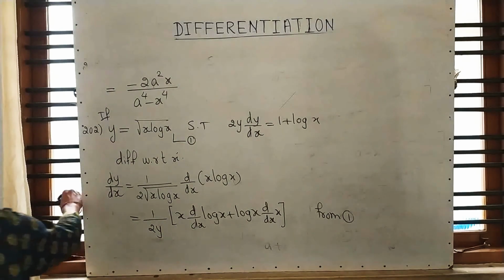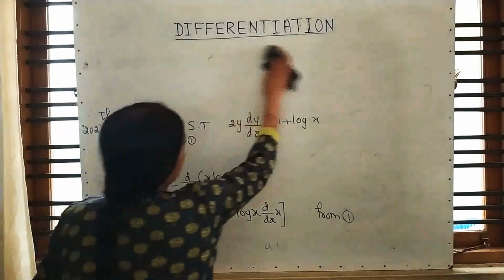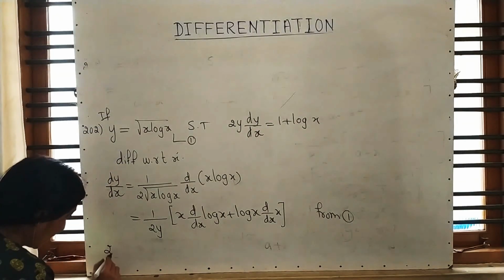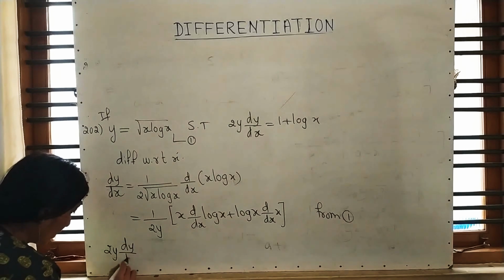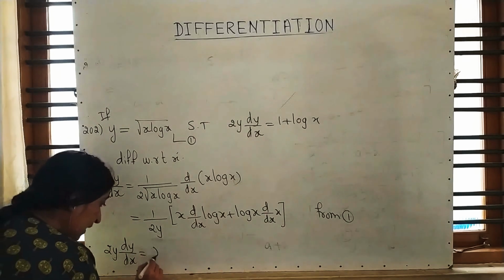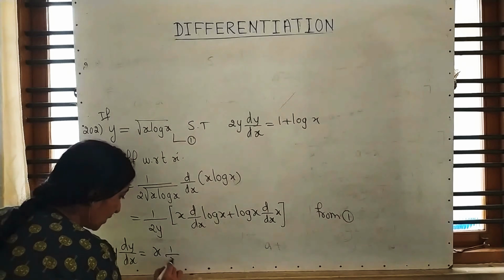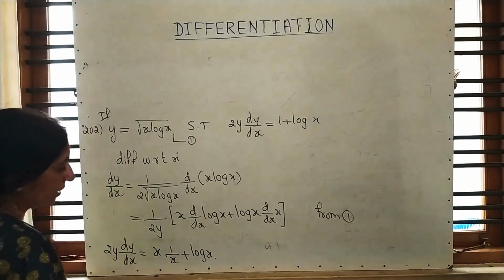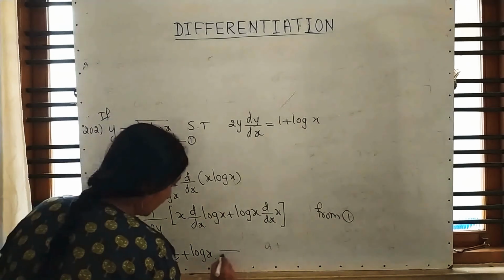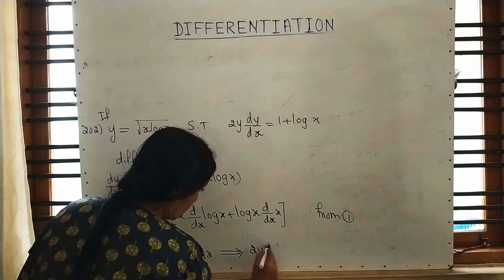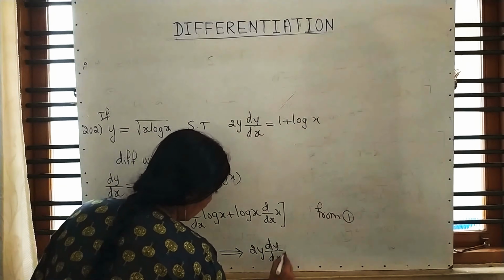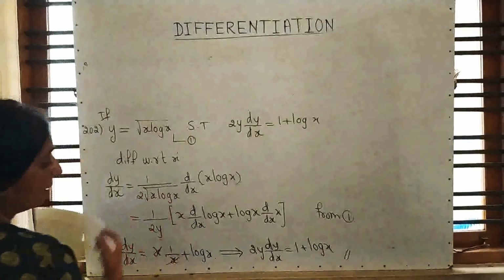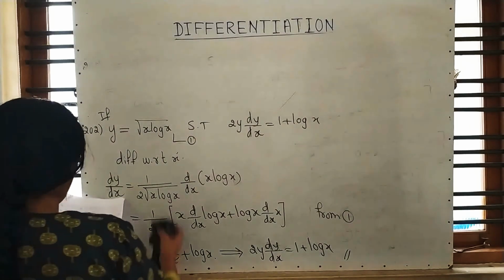Moving to the next step. This 1 by 2y I took on the left side. 2y into dy upon dx is equal to x as it is. Differentiation of log x is 1 by x, plus log x. Differentiation of x with respect to x is 1. This x gets cancelled. This implies 2y into dy upon dx is equal to 1 plus log x. This is the required answer. Moving to the next question.